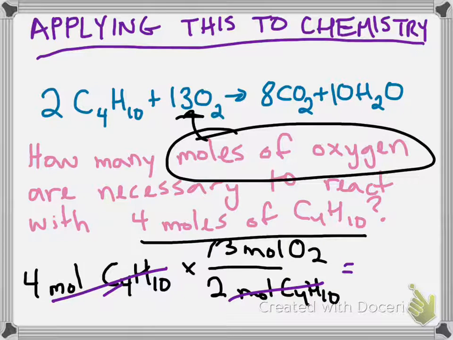So this would equal 36 moles of oxygen, which makes a lot of sense because to go from 2 to 4, I'm doubling my 2. I'm doubling this number. So I would need to double the amount of oxygen that I have in order to fully react. I'm sorry, I miswrote this. It should be 26 moles of O2.